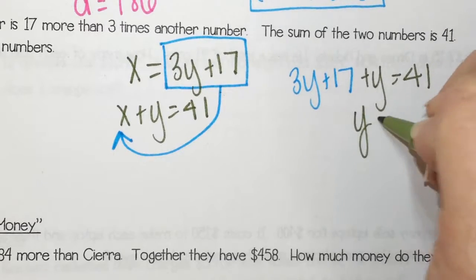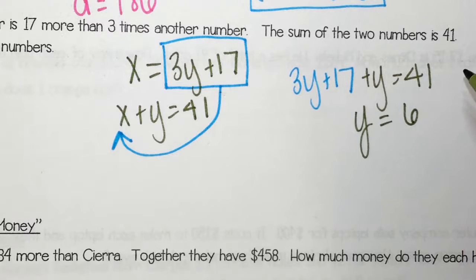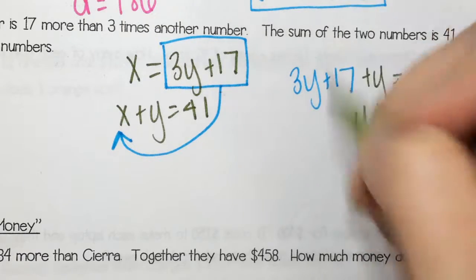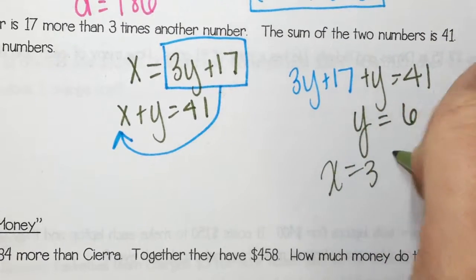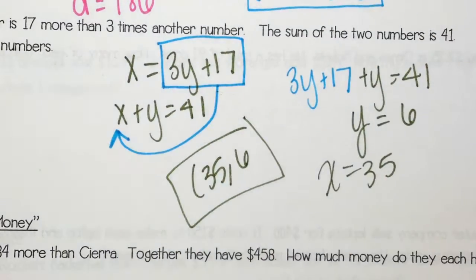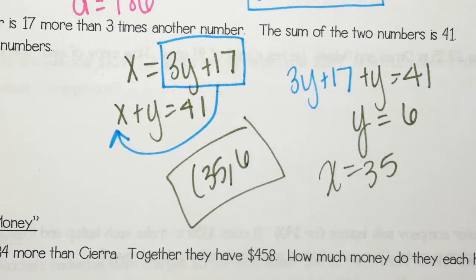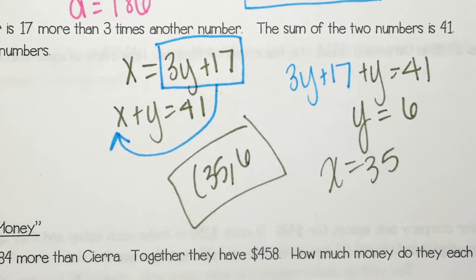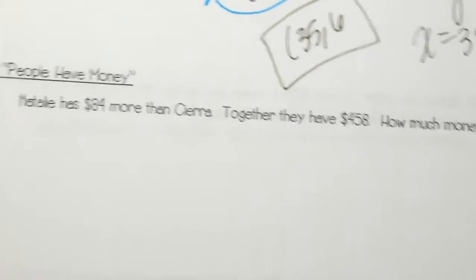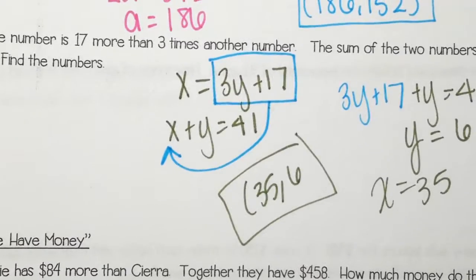What did y'all get for y? All right, and what did you get for x? And we write it as 35.6, and we put a box around it. Yes, no, maybe so. All right, let's look at people have money, and then we're going to pick out our homework problems. Does anybody have any questions on the first two?